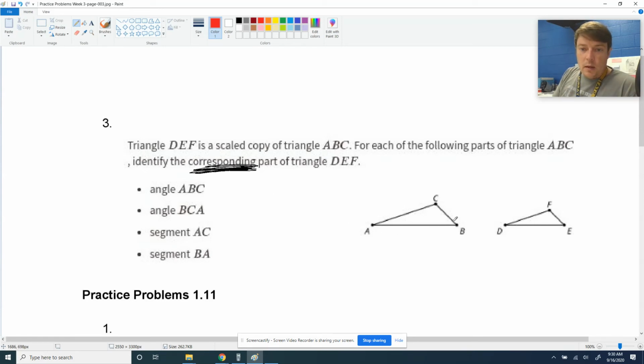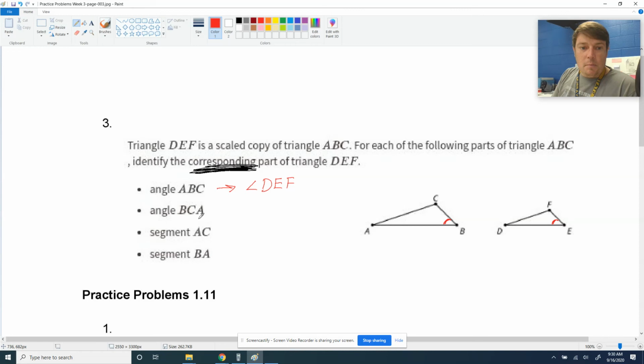Angle ABC would be the angle that connects those points and is created right there. So angle ABC, which I've highlighted in red, corresponds to the same location right here. We're going to identify that as angle D corresponding to A, E corresponding to B, F corresponding to C. So we would write that like this. We're just going to draw an arrow to angle, using the angle symbol, DEF.